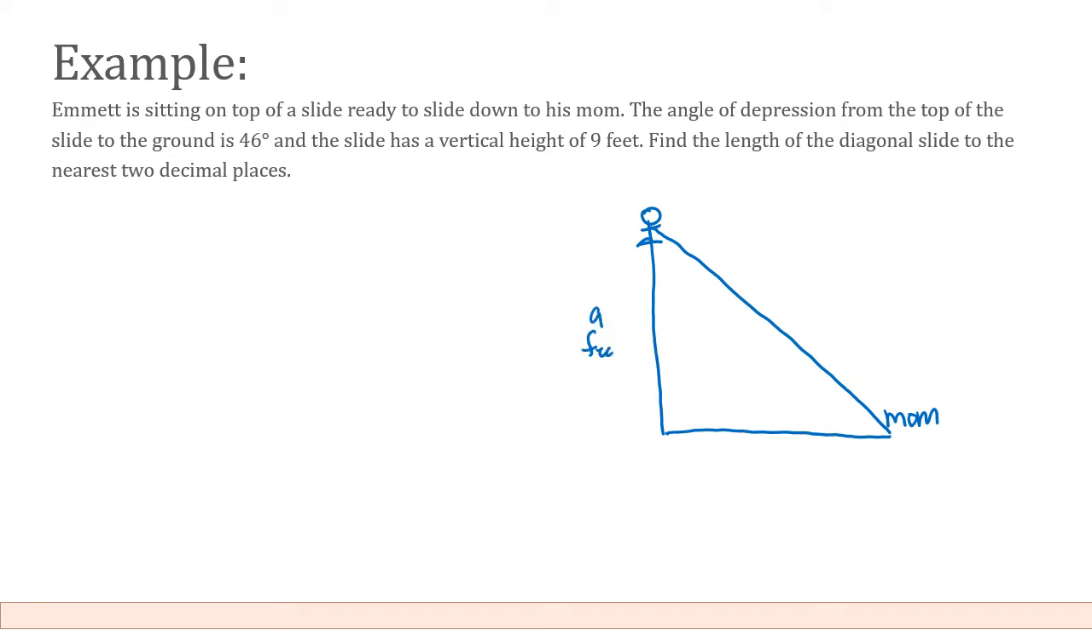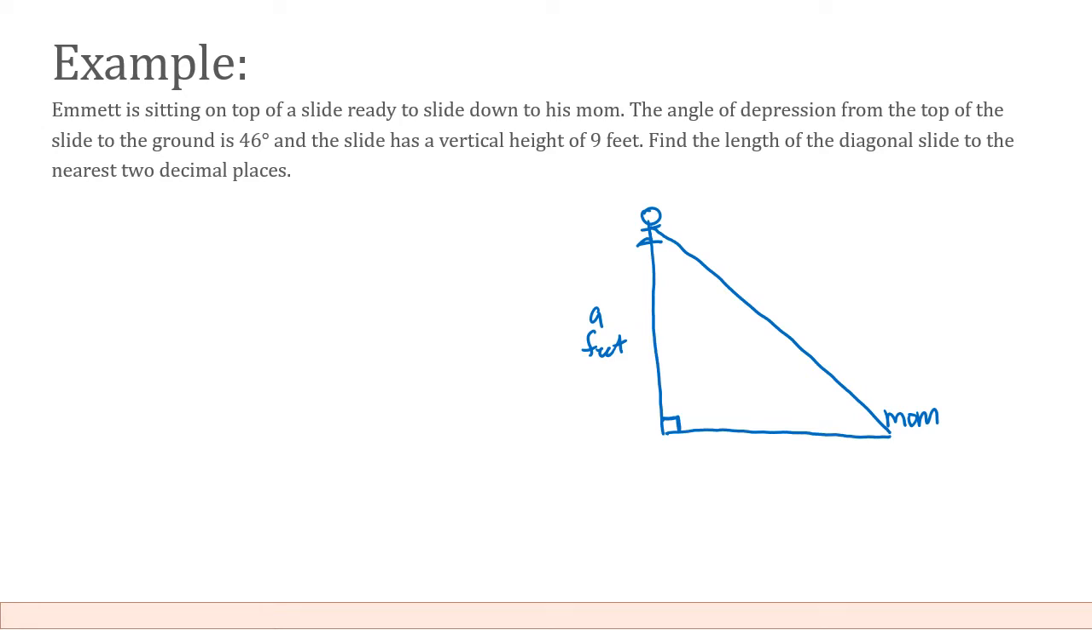So this part right here is 9 feet. And assuming that the ground is perfectly horizontal, I think the slide's vertical height and the ground just formed a right angle. The angle of depression from the top of the slide to the ground is 46 degrees.